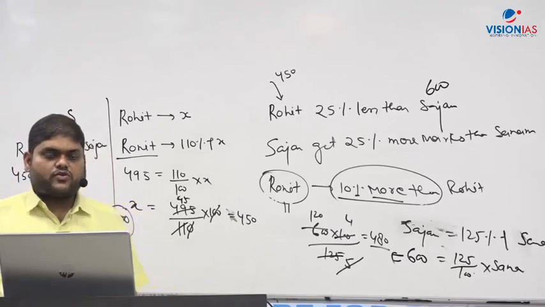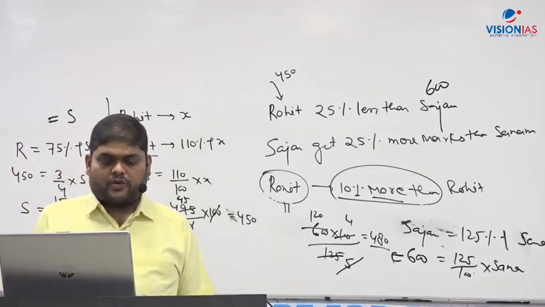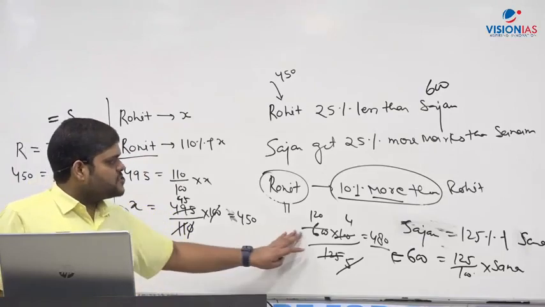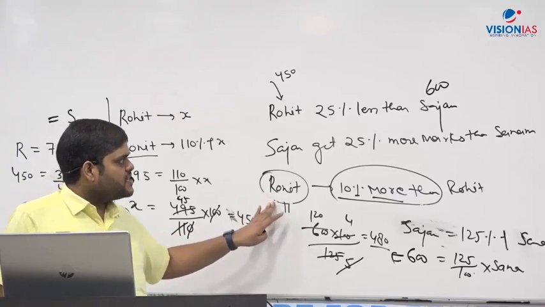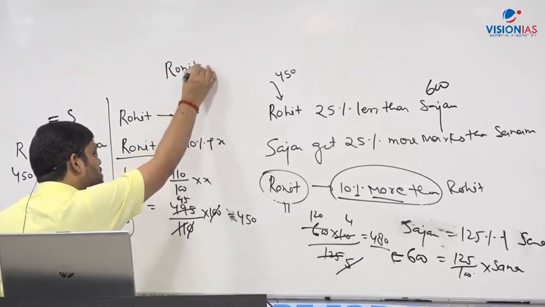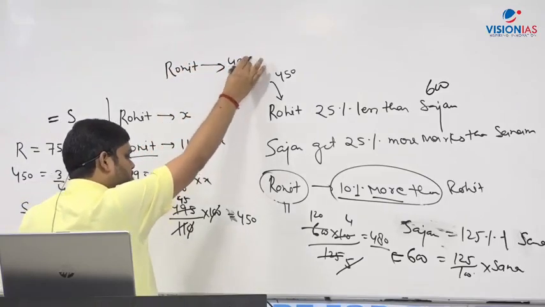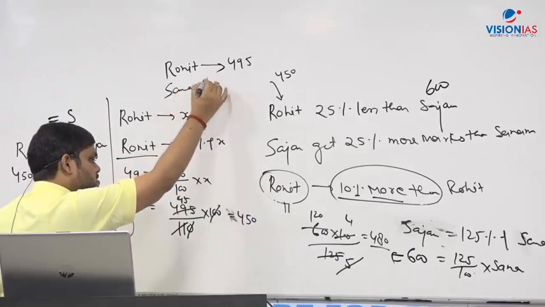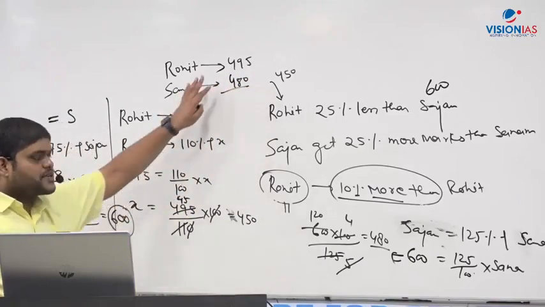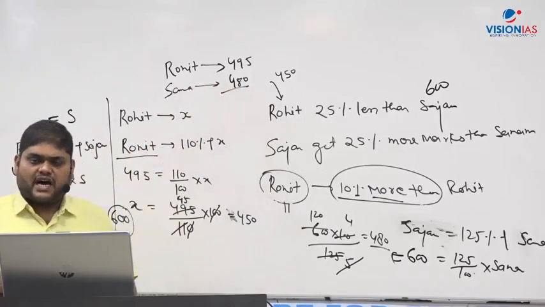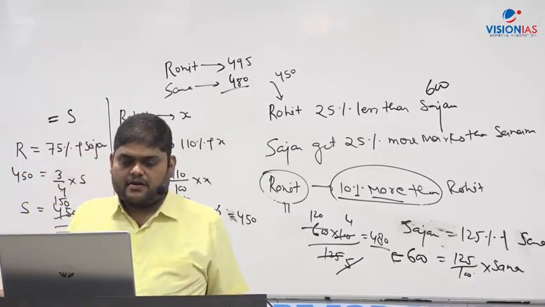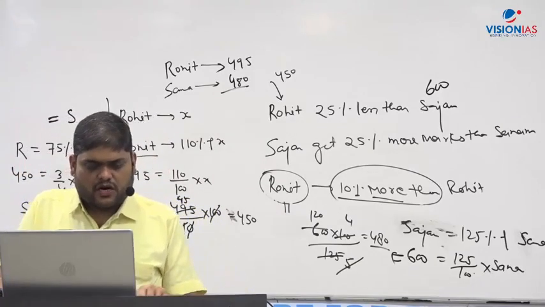Now what is the question? The question is, what percent of marks did Sanam get? Hopefully they are asking with respect to Ronit. So Ronit got 495 and Sanam got 480. If they are asking with respect to each other, then we can give the answer accordingly. Sir, we can do it directly. Yes, we can do it directly also.